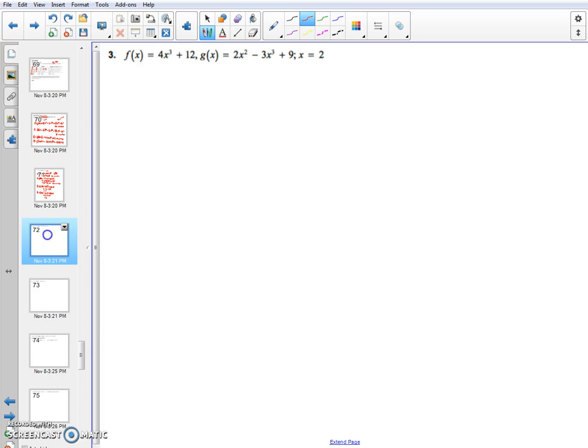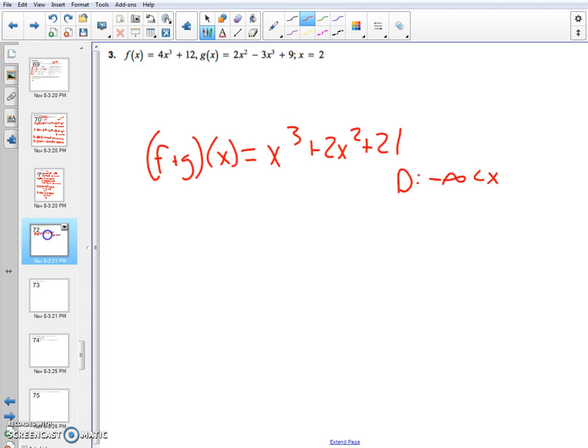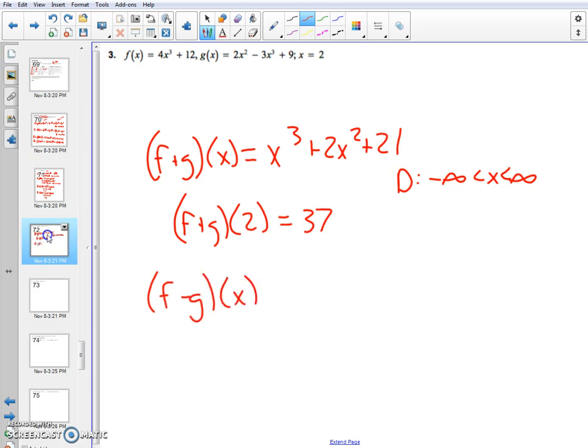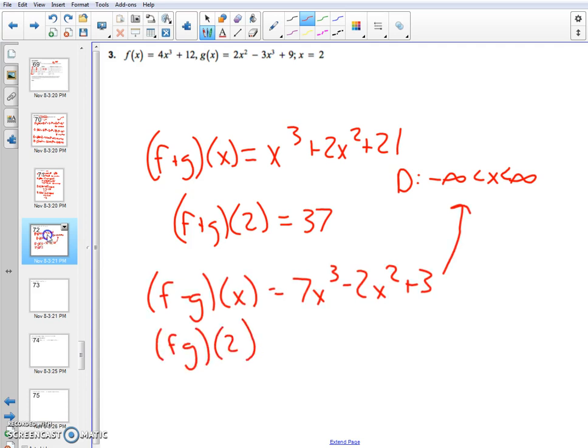All right, so you should have found that f plus g of x is x to the third plus 2x squared plus 21, where the domain is negative infinity to positive infinity. And then f plus g, when you substitute in 2, is 37. F minus g of x then was 7x to the third minus 2x squared plus 3. Same domain. And f minus g of 2 was 51.